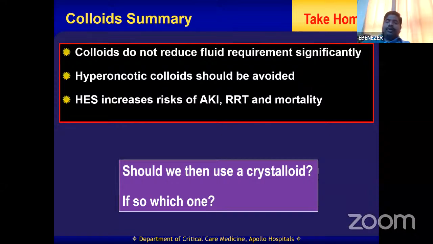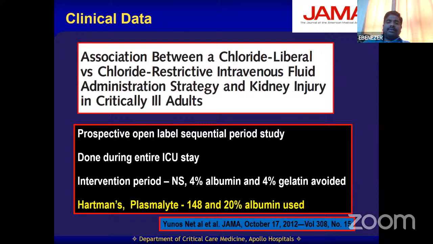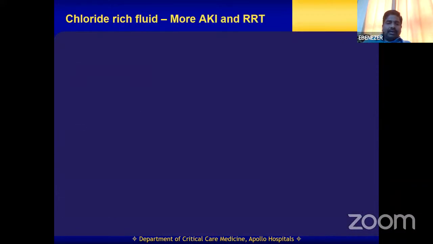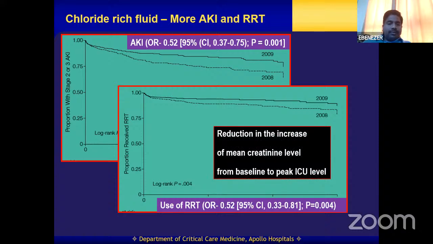Suppose we decide to go for a crystalloid, which particular crystalloid will you use? This is where the next strategy comes in: whether we have to use a chloride-liberal versus chloride-restrictive intravenous fluid administration strategy. And here again, I want to emphasize that the previous guideline stated you can use either balanced salt solution or normal saline. But the present guideline is very, very clear. Balanced salt solution is the answer. So you have to use a balanced salt solution, and a chloride-restrictive fluid strategy will be the ideal way to go about it. This also you should understand.